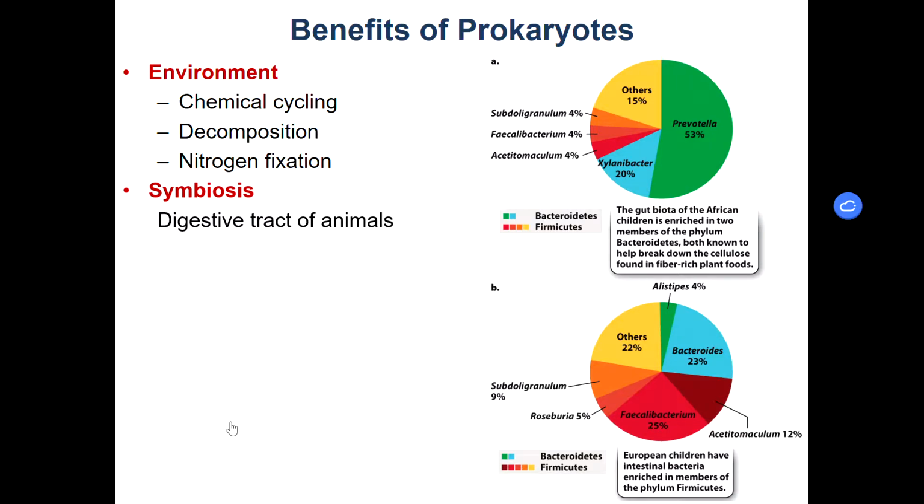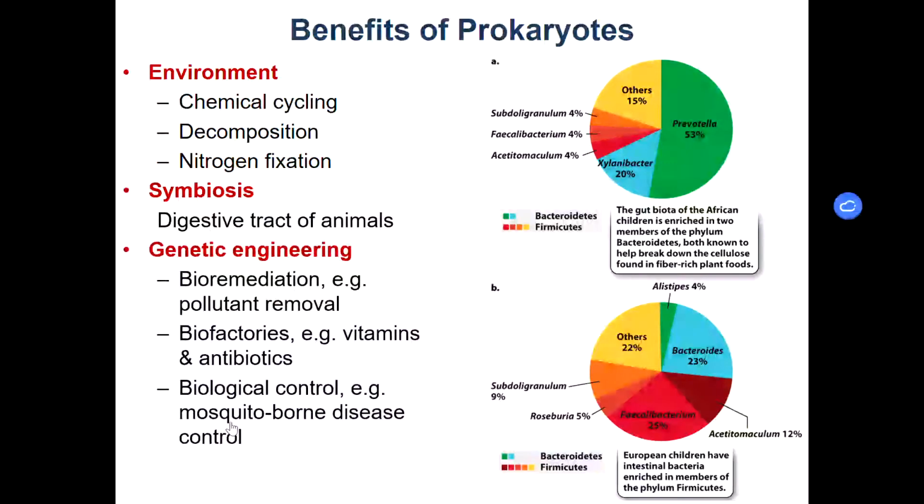And you can see that the diversity and the types of organisms that we find in our gut microbiome changes based on what we are eating. And so people who eat more plant-based diet have more organisms that help break down things such as cellulose. Without these organisms, we would not be able to get most of the nutrients out of the food that we eat.